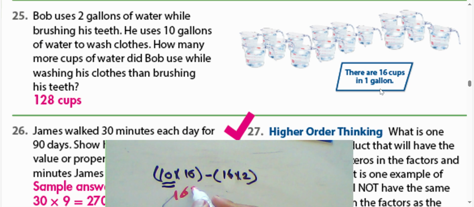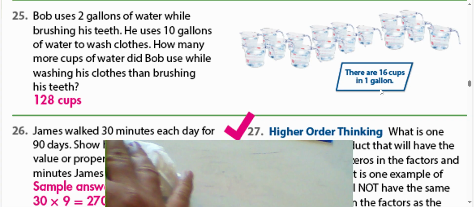10 times 16 is 160, and 16 times 2 equals 32. We can find the difference between them. 10 minus 2 equals 8, and 5 minus 3 equals 2, and write 1. And the answer here will be 128 cups. Okay, you must know the steps.